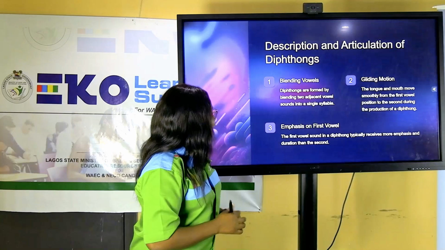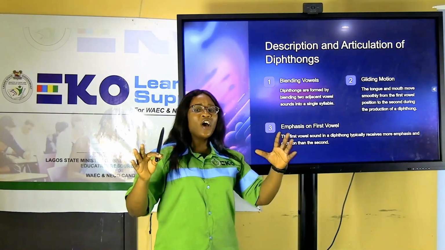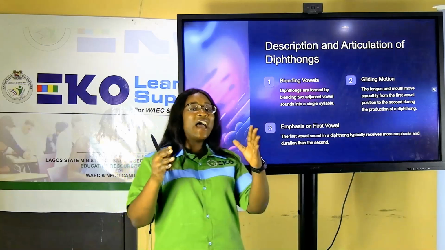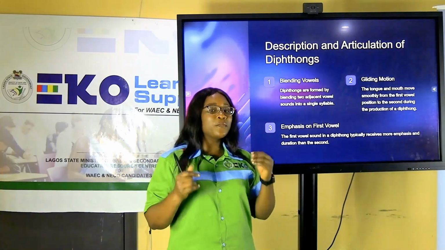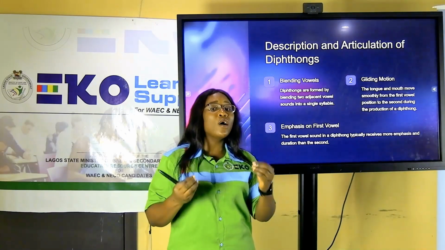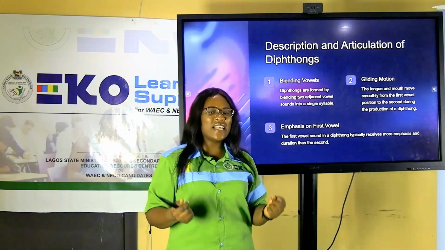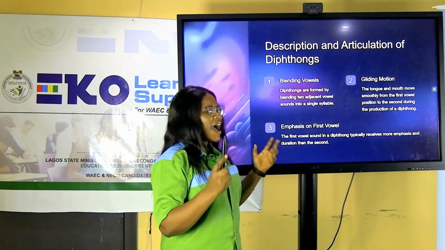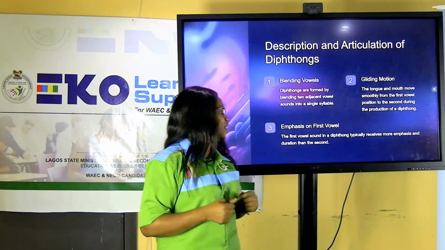The third is emphasis on the first vowel. When diphthongs are produced, there is emphasis on the first vowel sound, which means in the production of diphthongs, the first vowel sound is more prominent. For example, again, we can still look at the sound I. A is louder than E, of course, as you can hear it.